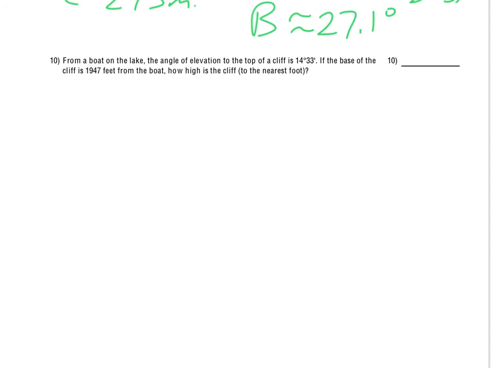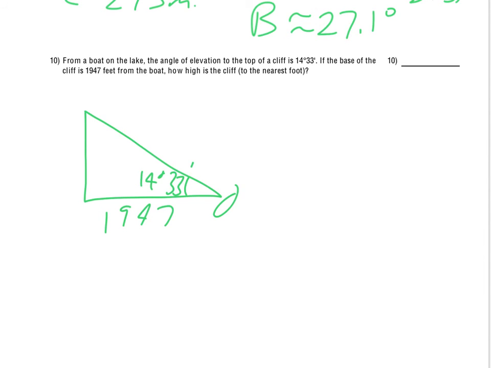And again, we're going to need another triangle here. This one says from a boat on the lake, the angle of elevation to the top of a cliff is 14 degrees 33 minutes. So it would be this angle here. This must be the boat. If the base of the cliff is 1,947 feet from the boat, how high is the cliff to the nearest foot? And of course, assuming a 90-degree angle there.